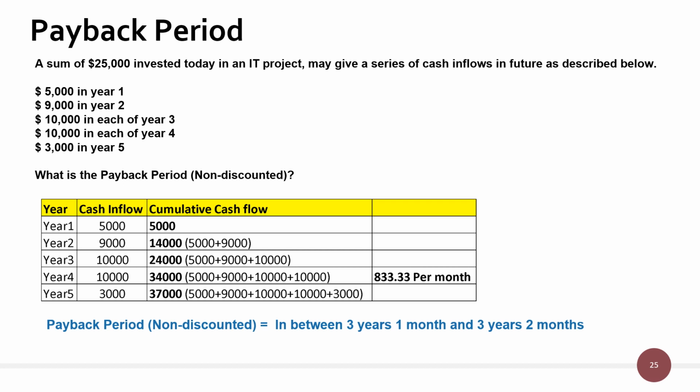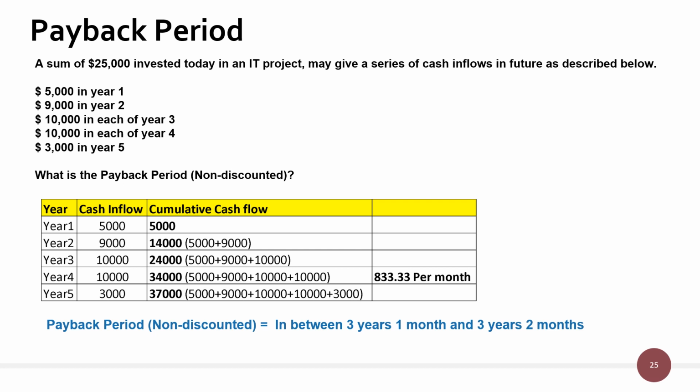I have given one example for this payback period. A sum of 25,000 invested in an IT project is the example. Cash inflow is given for 5 years. We have to calculate the payback period by the non-discounted method, so we don't have an interest rate here. The cash inflow for each year is given, and the cumulative cash flow is calculated to see how much time it takes to recover. That is the payback period.